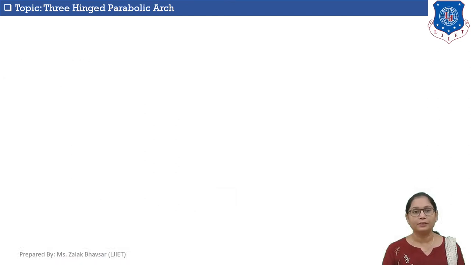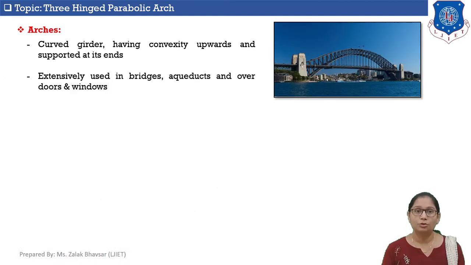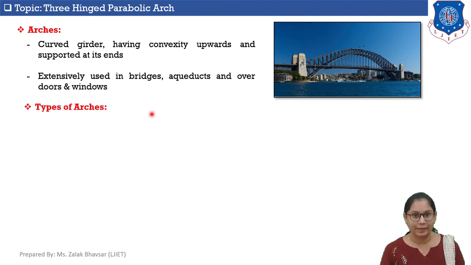So let's start with the definition of arch. A curved girder having convexity upward and supported at its ends is known as an arch. Extensively, it is used in bridges, aqueducts and over doors and windows. Now let's discuss different types of arches based on the number of hinges it has.